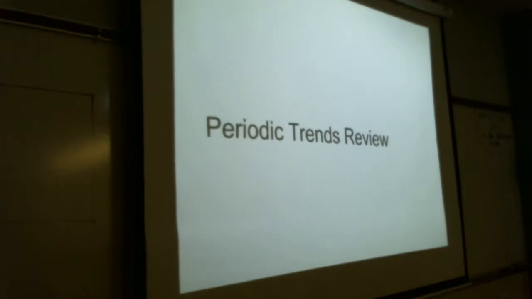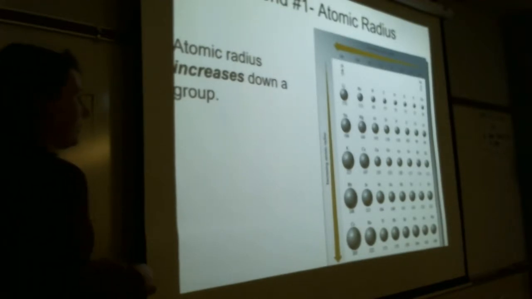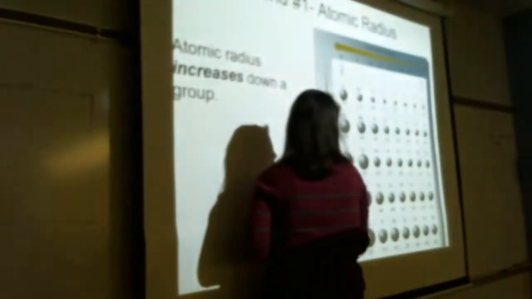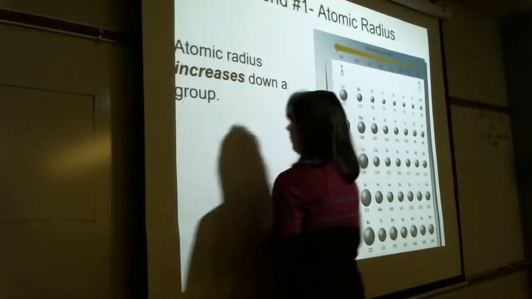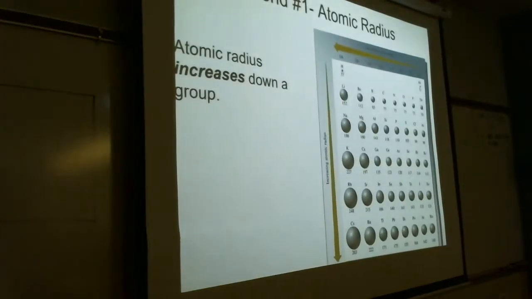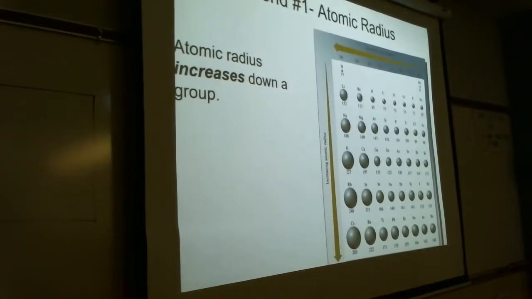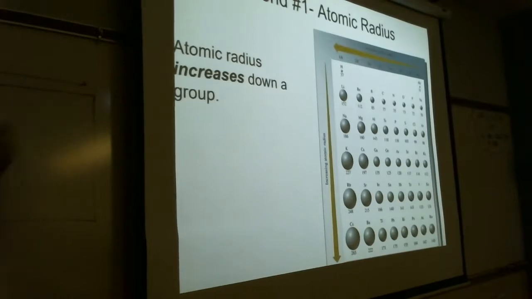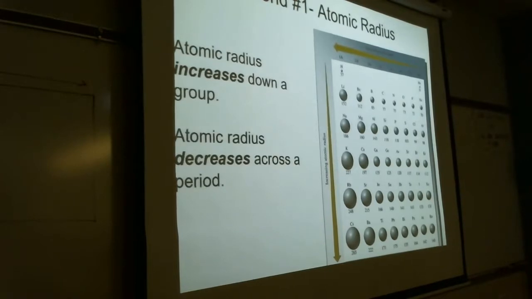Now some of these we've already talked about, some of them we haven't, so that's why I call it a review. All right, let's talk about radius, the size of the atom. The radius increases down a group. Now whatever you learn going this way, it's always the opposite going the other way. So if atomic radius increases going down, what's it going to do going across? It's going to be the opposite, right? It decreases across a period.